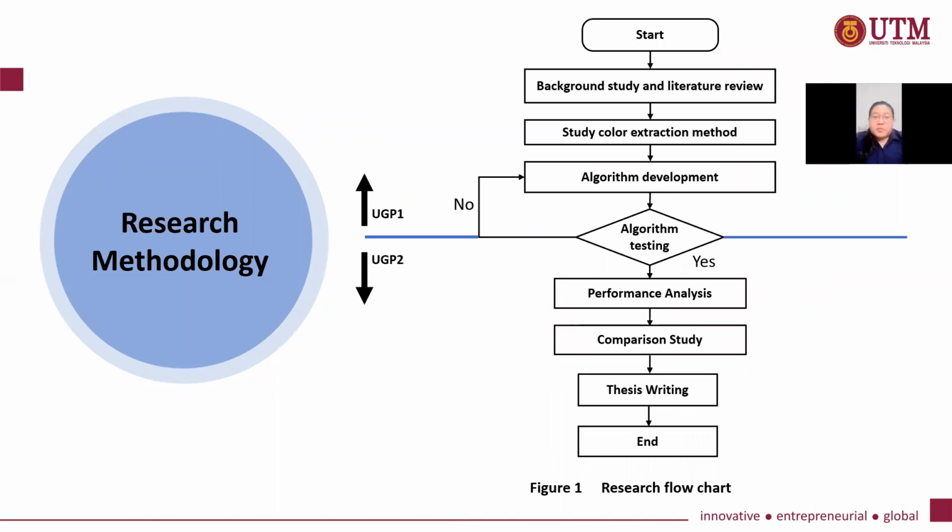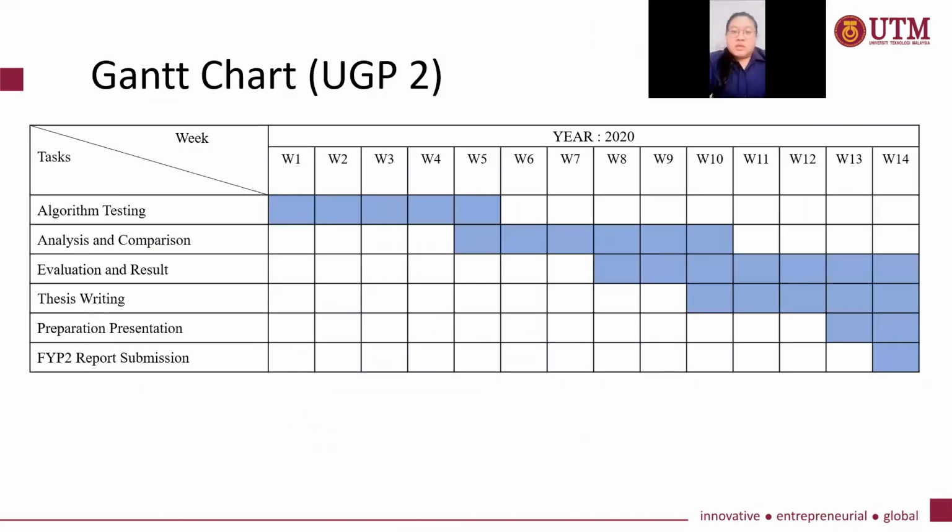This is my research methodology, which is distributed into two parts, UGP1 and UGP2. For UGP1, I'm doing a background study and literature review, studying the color extraction method, and algorithm development. For UGP2, I'm doing the testing of the algorithm, analysis of performance, study of the comparison between the algorithms, and the thesis writing. This is the Gantt chart for my UGP2. I spent 14 weeks to complete the task.